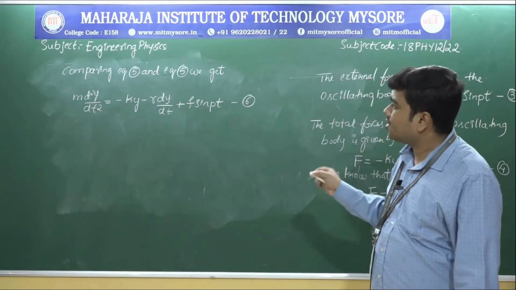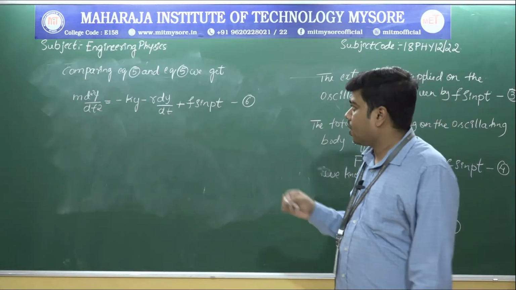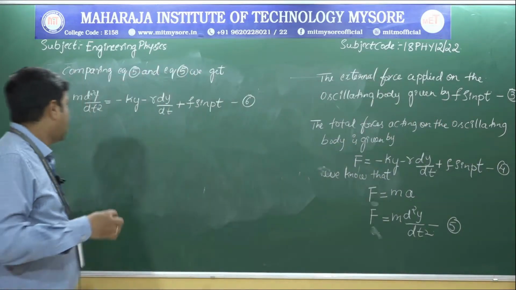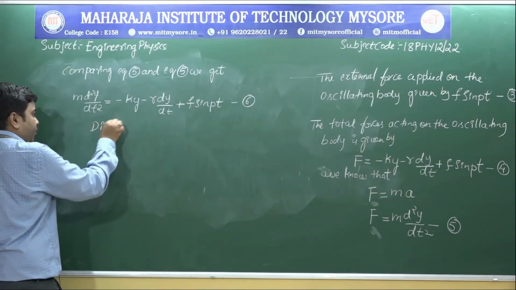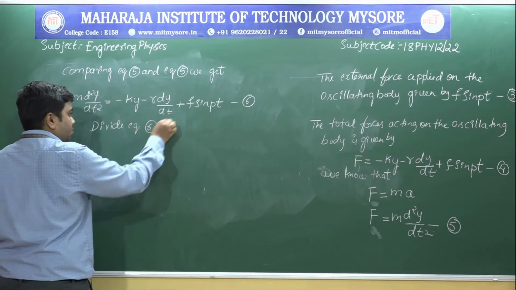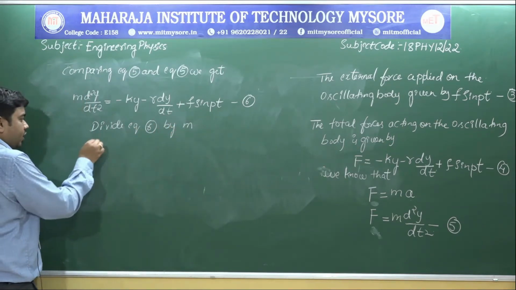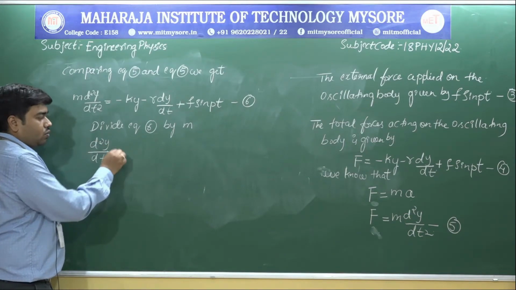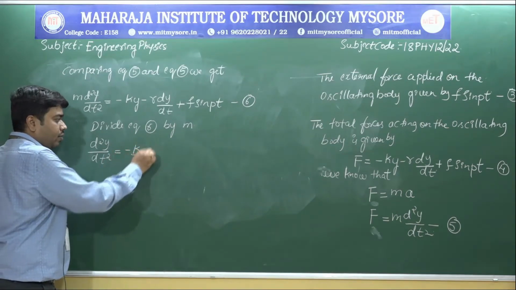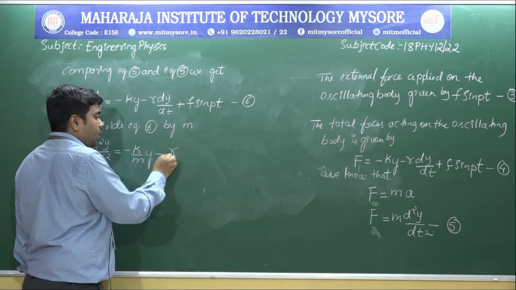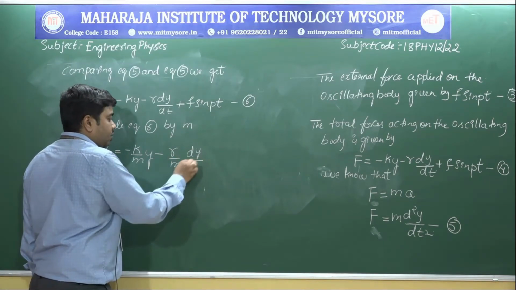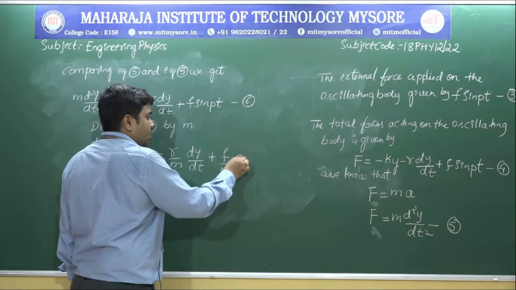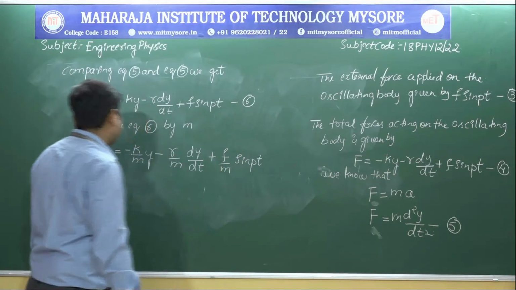Basically, this equation will become a second order differential equation. So we have to rearrange the equation into the second order differential equation form. We will divide equation 6 by m, then we get d square y by dt square is equal to minus k by m into y minus r by m times dy by dt plus f by m times sin pt.